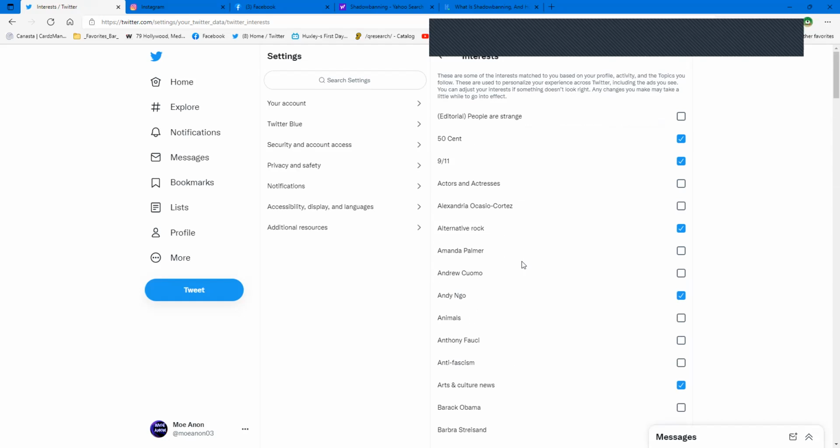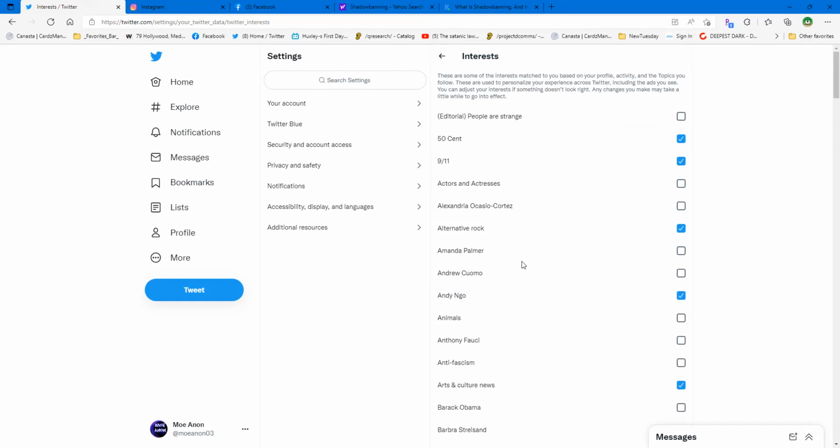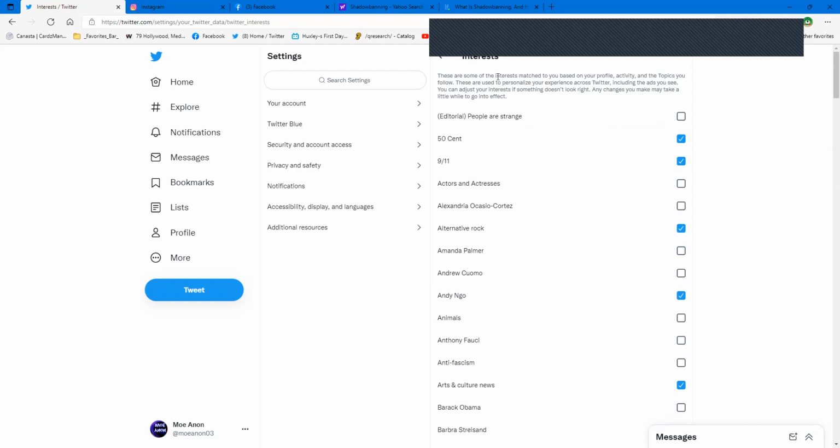People, I don't know who they are. People, I have no idea why they would possibly have it as things. These are some of the interests matched to you based on your profile activity and the topics you follow. These are used to personalize your experience across Twitter. So you'll see this was just checked. Editorial, people are strange. I have no idea. 50 Cent, I kept that checked.